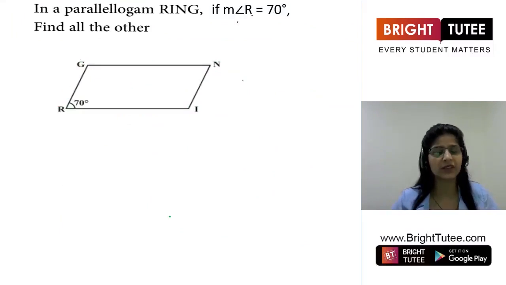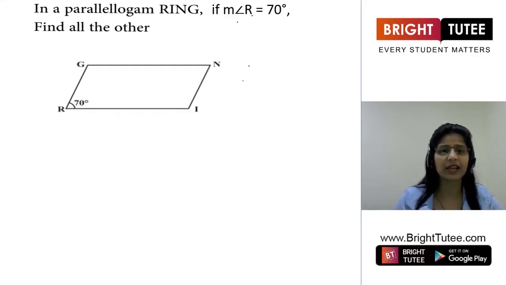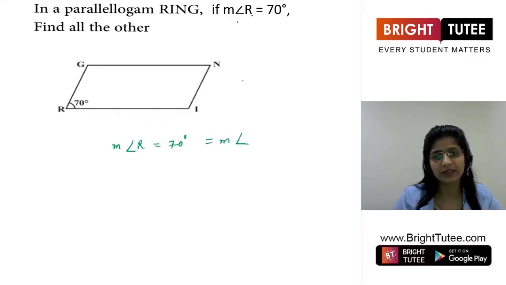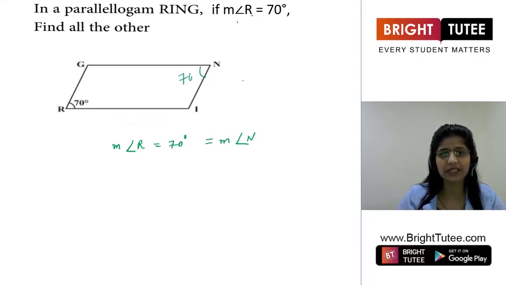We have been provided with one angle. So it says in a parallelogram RING, RING is the name given to the parallelogram in this figure, and the measurement of angle R is 70 degrees. We have to find out all the other angles. So looking carefully, we know that opposite angles are going to be equal. If measurement of angle R is 70 degrees, then it will be equal to measurement of angle N. That means measurement of angle N will also be 70 degrees.